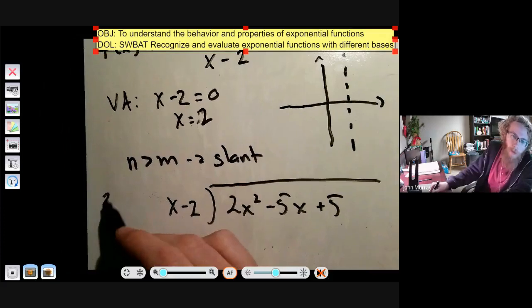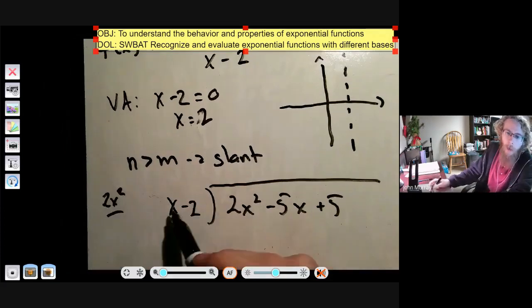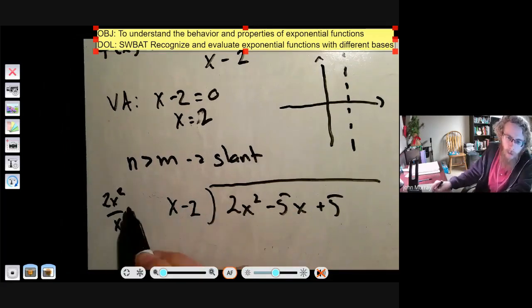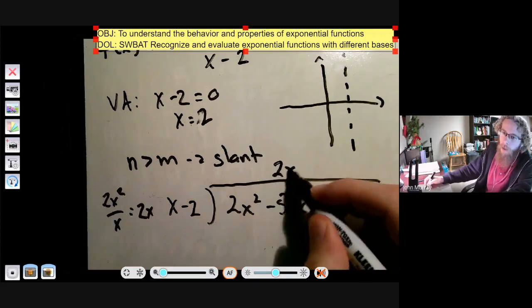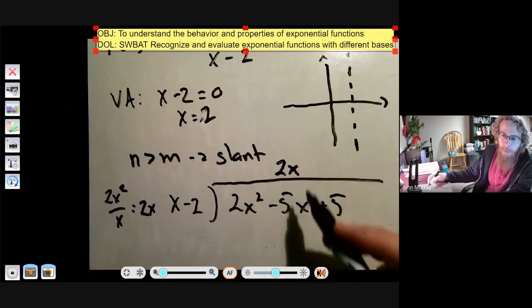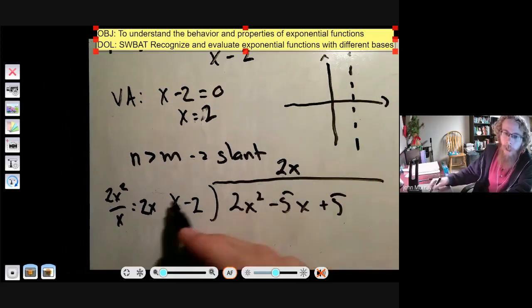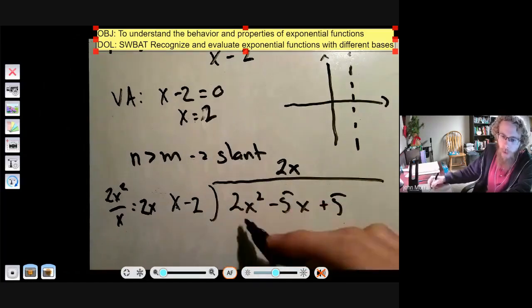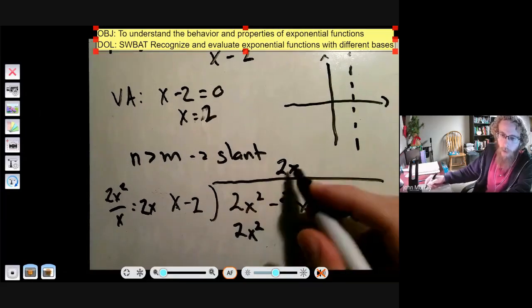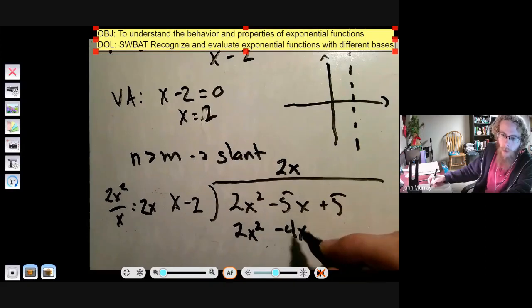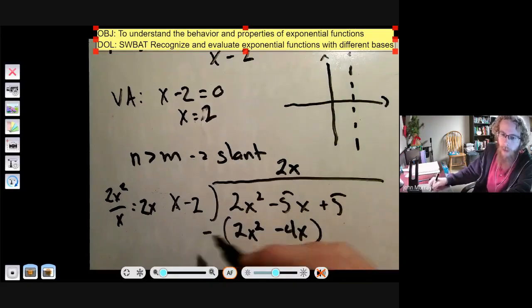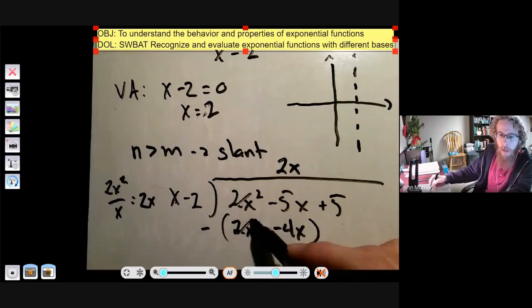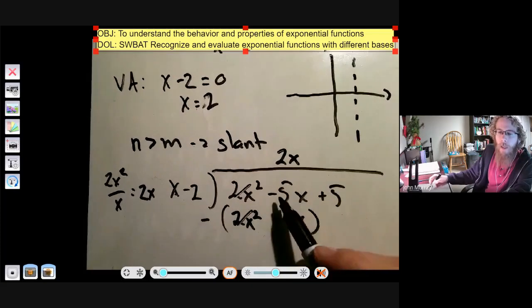So my first term here is 2x squared. I'm dividing that by x. So what do I have left over? I cancel out one of the x's and get 2x. So 2x is what's going to go up here. Now when I multiply, remember we're distributing the 2x to both terms. So I get 2x squared and then minus 4x. So we subtract. They eliminate.